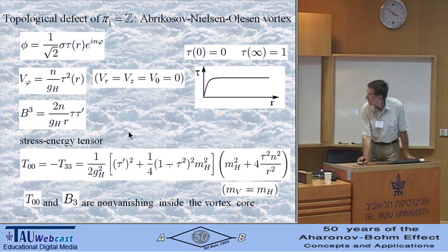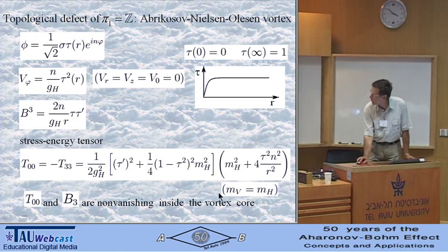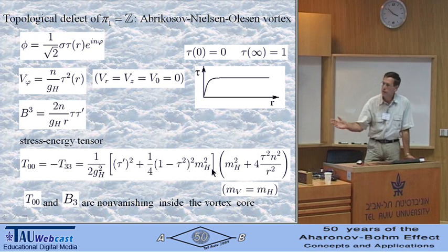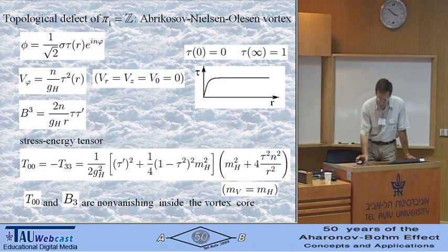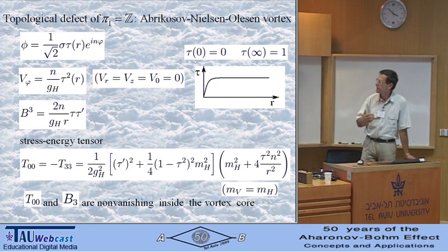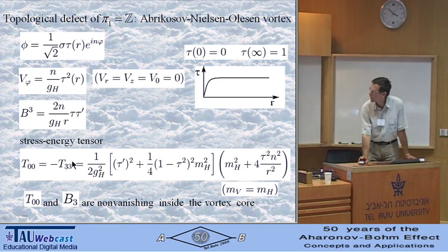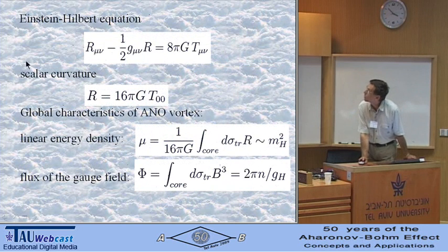This is, for brevity, a simplified case, when the gauge field mass and Higgs scalar mass are equal. In general, when they are different, there are superconductors of first and second kind. But what we would like to emphasize is another point, that this stress energy tensor is a source of gravity according to general relativity, yes? And so the Einstein-Hilbert equation, and in the region of this topological defect also the scalar curvature is non-zero.